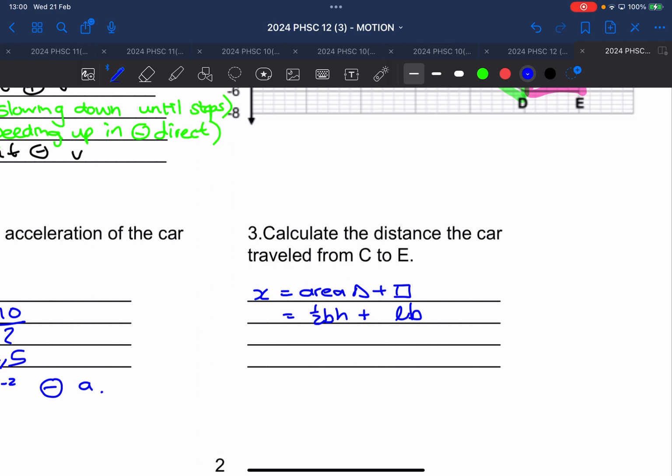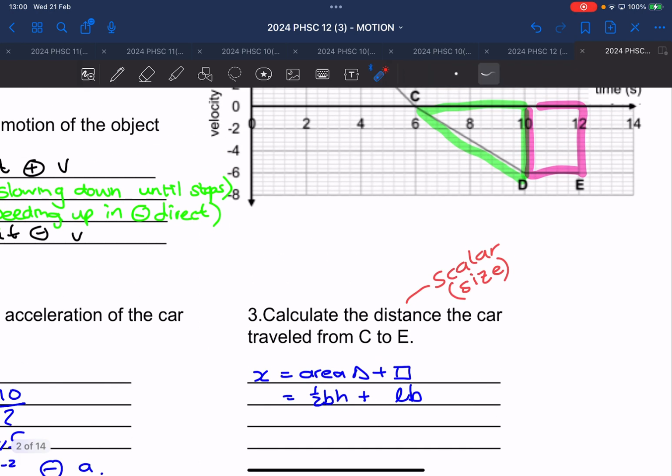Now, distance is a scalar. A scalar only has size or magnitude. So you do not have to put in the negatives in your values. If they asked for the displacement, then you put in the negatives for the direction. But since they asked for distance, you do not have to give that.